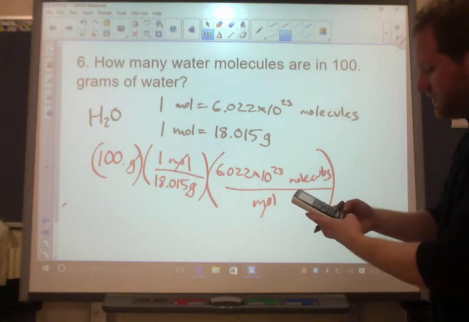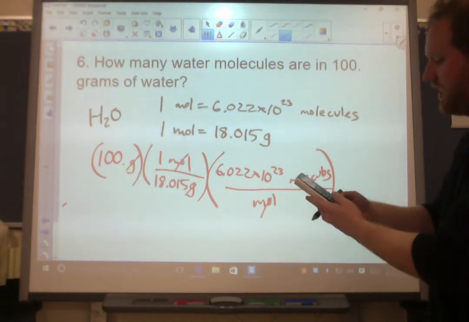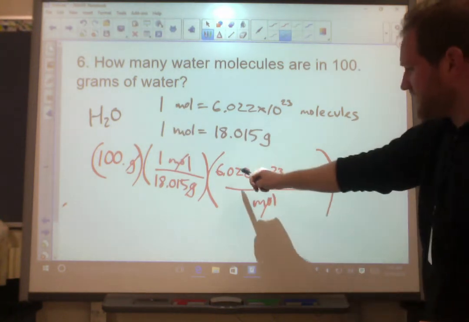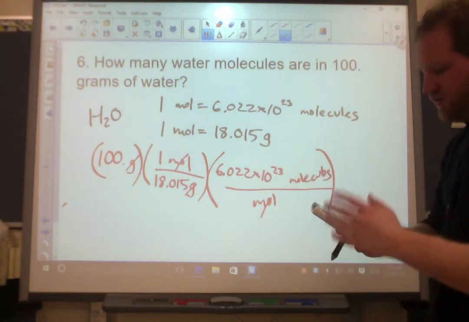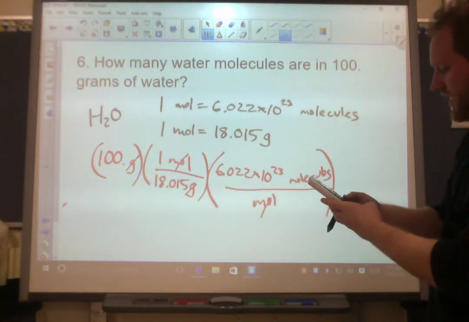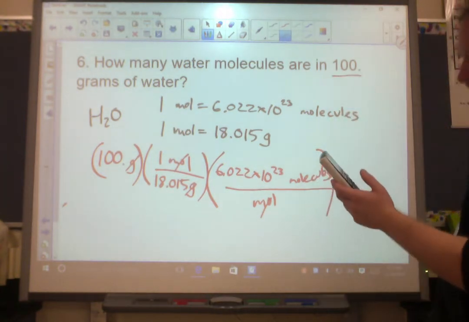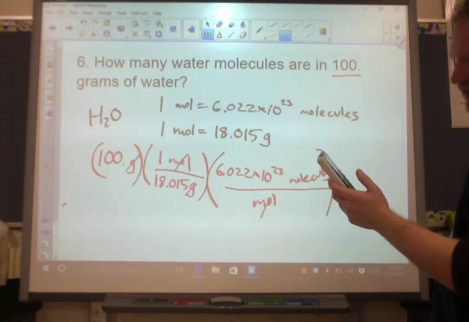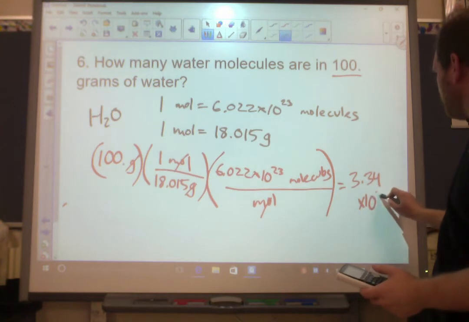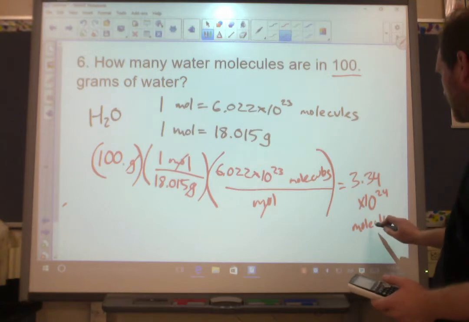So 100 divided by 18.015 times, and I'm going to do an open parentheses here. I guess it really doesn't matter because it's this times that. It's not going to mess up the order, but I always use parentheses. Times, open parentheses, 6.022 times 10 to the 23rd, close parentheses, equals, and with 3 sig figs, 3.34 times 10 to the 24th. And my unit is molecules.